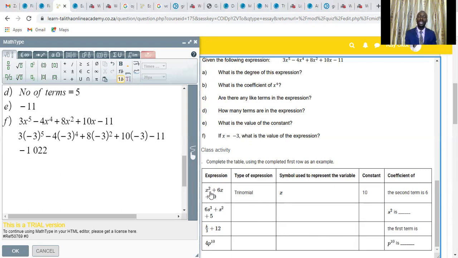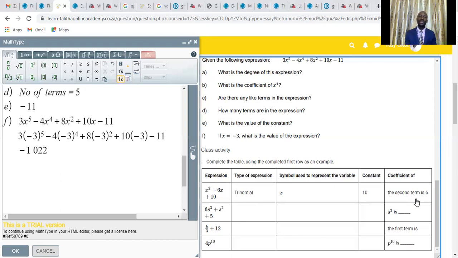So for example, for this expression, the unknown letter is x and the constant is 10. The coefficient of the second term is 6. Because the first term is x squared, the second term is 6x, the third term is 10. How many terms? 1, 2, 3. So because there are 3, they are trinomials. The variable is represented by x. The constant is 10, and the coefficient of the second term is 6.